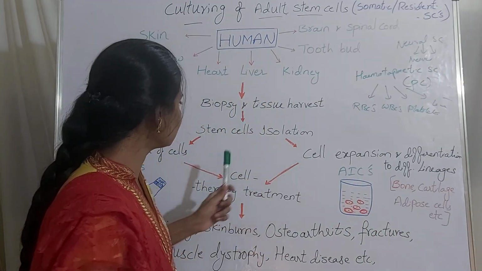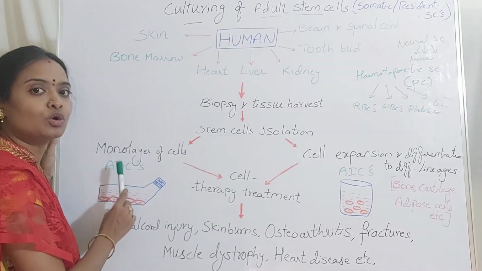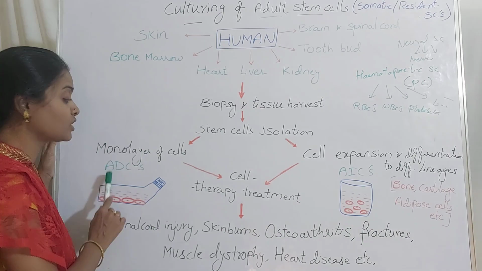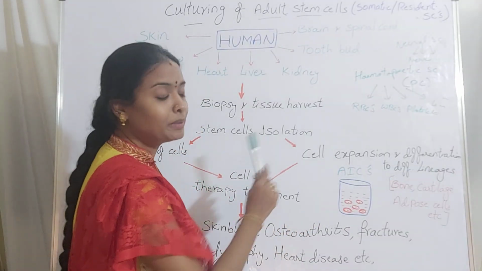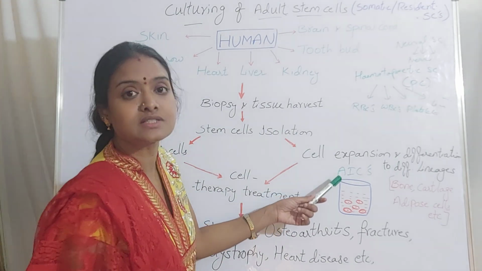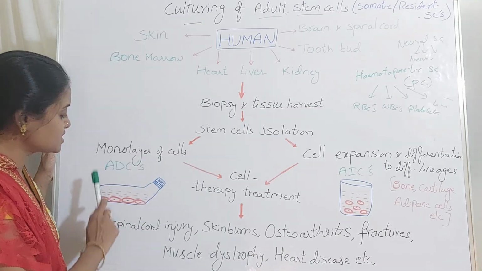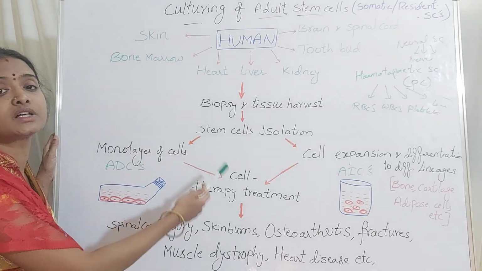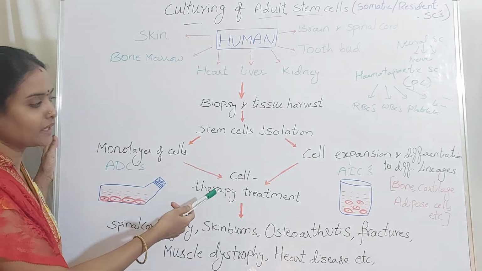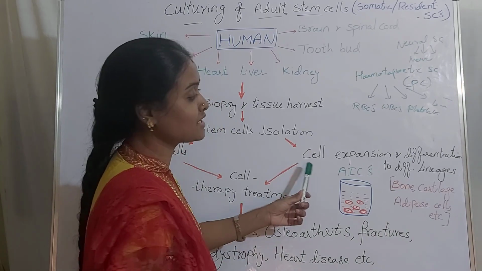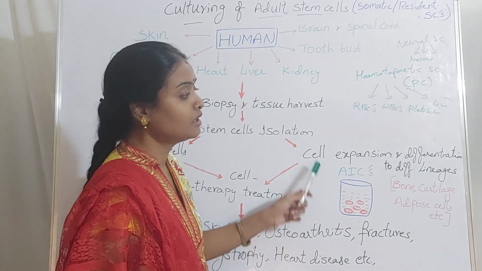Right? So the stem cells after isolation, either you can culture them as a monolayer of cells where they are anchorage dependent cells, or you can grow them as anchorage independent cells or the suspension cells. So when you are growing them as monolayer, the same monolayer will be used for further experiment or the treatment or whatever you want to use. Whereas in case of cell expansion, it is a time-taking process where the cells are differentiating.